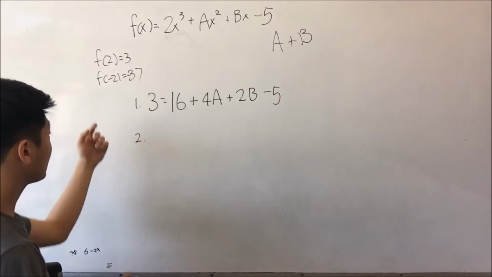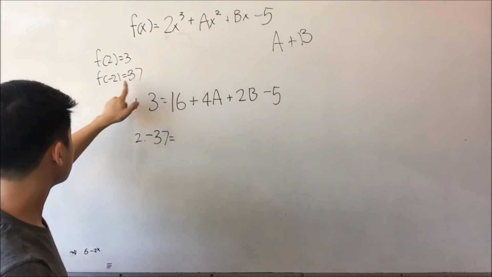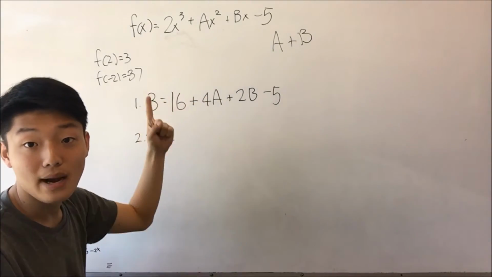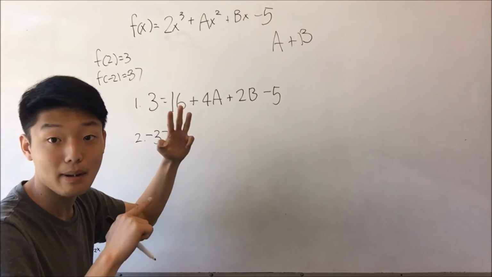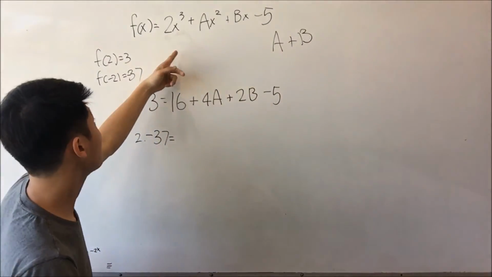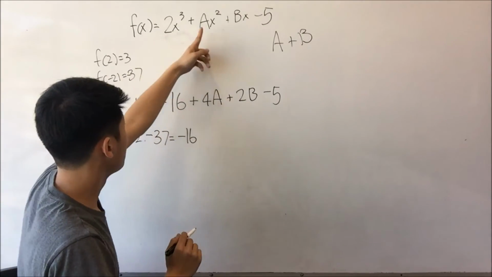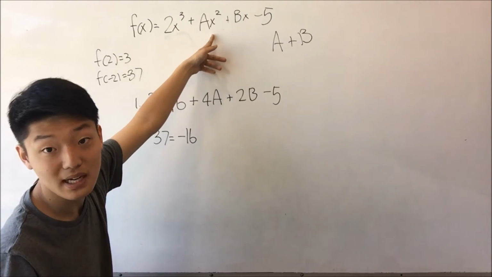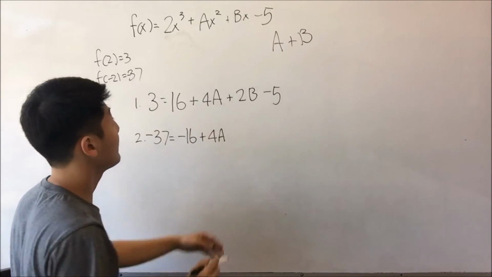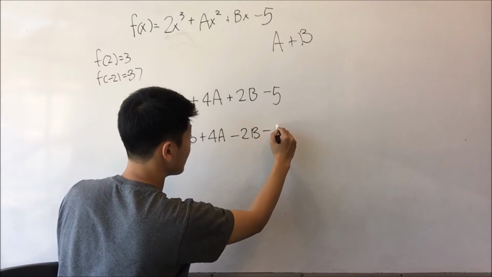Now the second equation, negative 37 equals, minus 2. So minus times minus times minus is still minus. And then 2 times 2 times 2 is 8, so negative 8. Negative 8 times 2 is negative 16. And negative 2 times negative 2 is positive 4, so still 4a. And negative 2 times b equals negative 2b, minus 5.